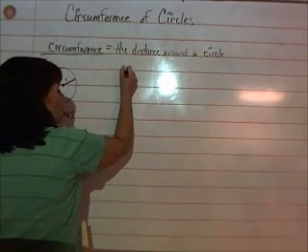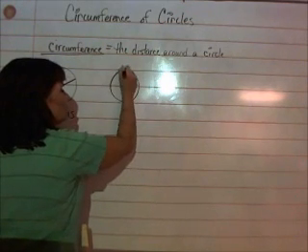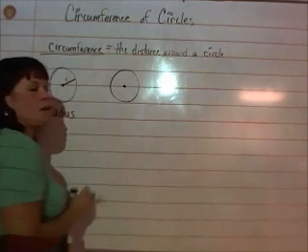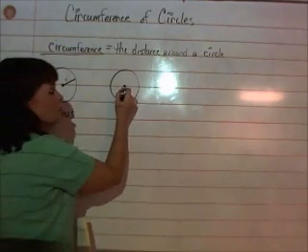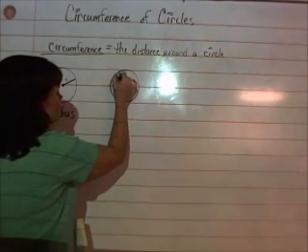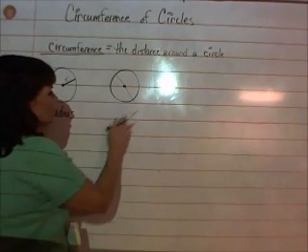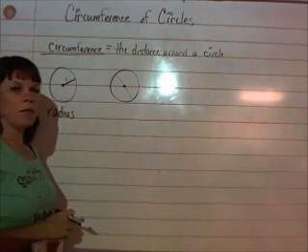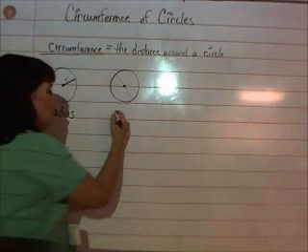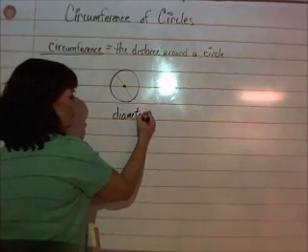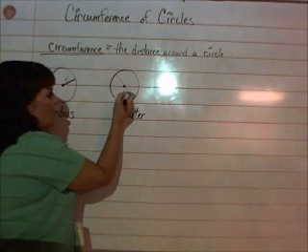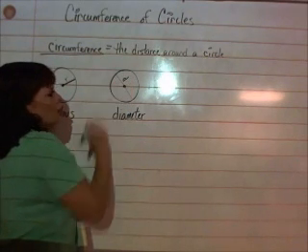Then we're going to make another circle. We're going to find the center of it, and this time we're going to cut it in half, making sure you go through the center. Remember what that was called? You're right, this is called your diameter.